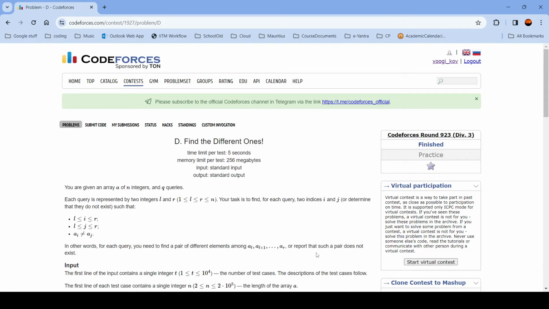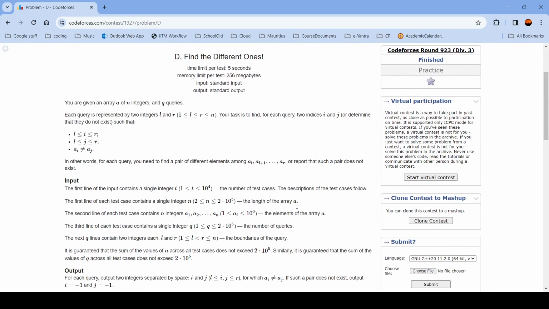Okay, so now we look at problem D. The question is pretty simple. We have an array of n integers and we have some queries. Given a query represented by L and R, we have to find 2 indices i and j such that i and j are both between L and R, and the ith element and the jth element of the array are unequal. If no such i and j exist, we output -1 and -1.